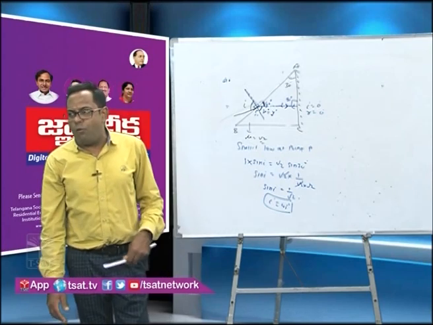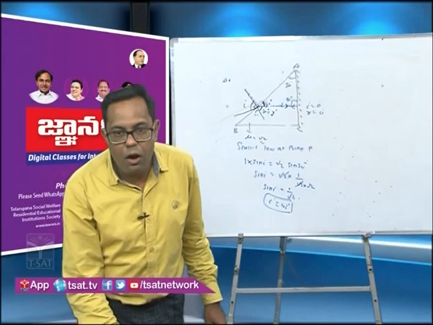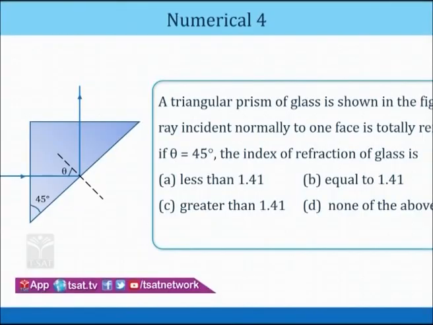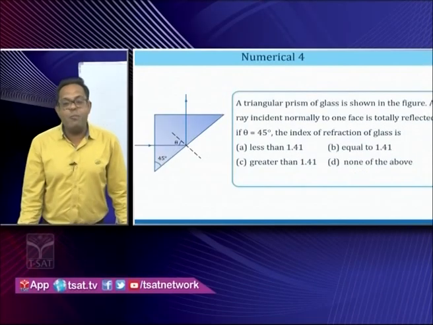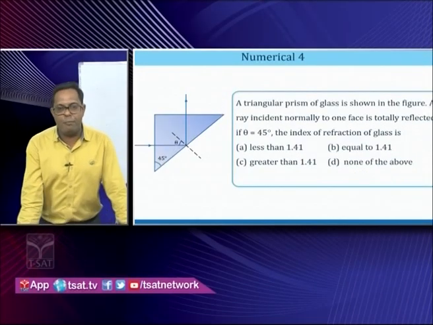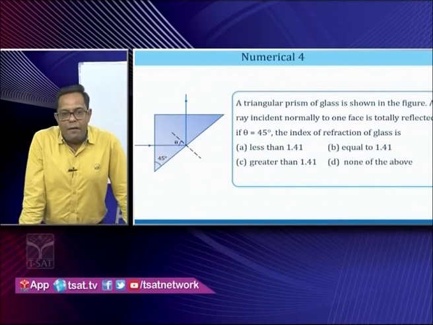Now let us go for the fourth numerical. Read this question very carefully. So what is given to you in the fourth question? We have a triangular prism, as you have shown over here, and the ray is normally incident on one of the faces.